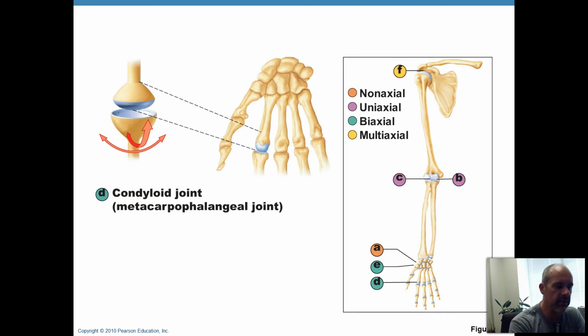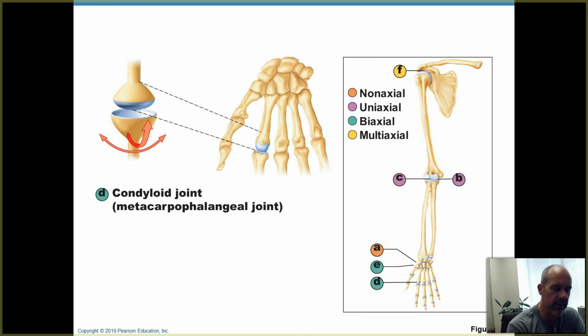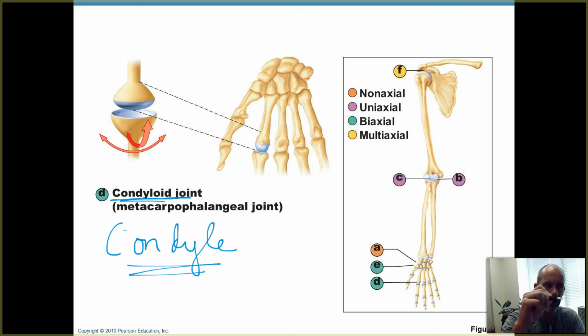All right, the next type of synovial joint we're going to talk about is a condyloid joint. That sounds like condyle, where, remember condyles, you have a curved rocker type surface. A good example of a condyloid joint is the metacarpophalangeal joints. Can we figure out what that means if we break it down?